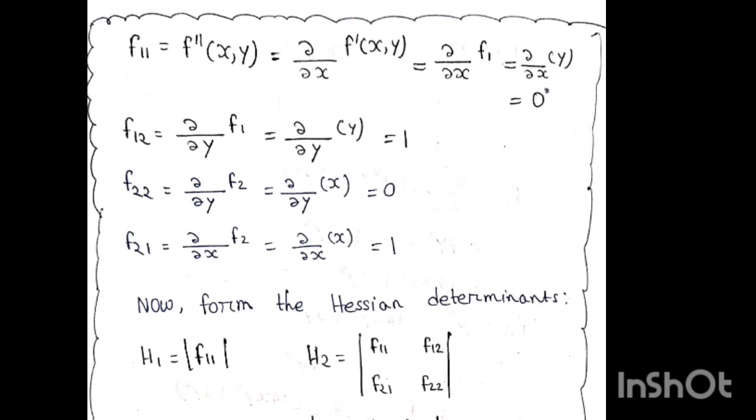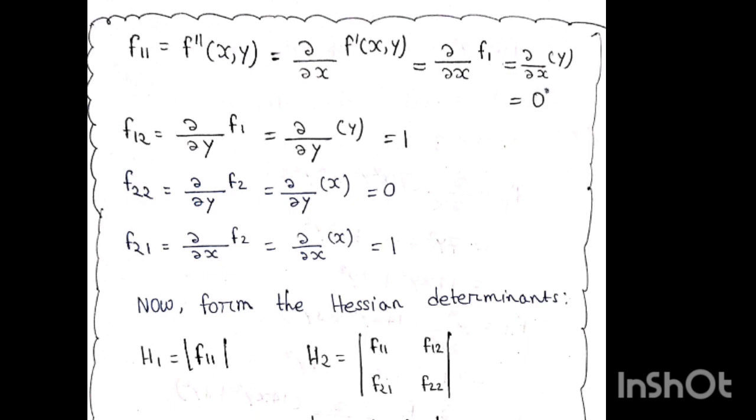So basically we are doing the partial derivative of f1 with respect to x again, and it is becoming f11, and what will be the result of it? The result of it is 0, because we are actually doing the partial derivative of y, because the value of f1 is y. So we are doing the partial derivative of y with respect to x, that will be equal to 0. Similarly, what is f12?